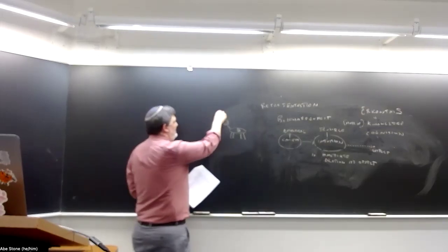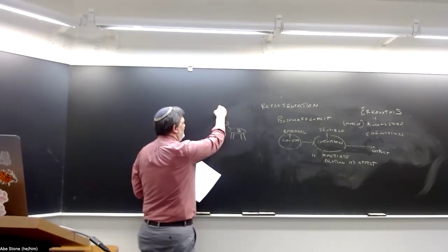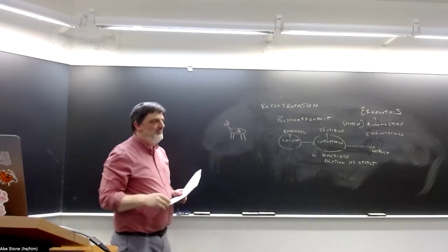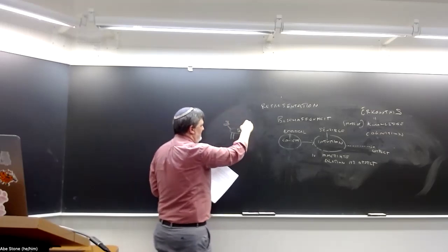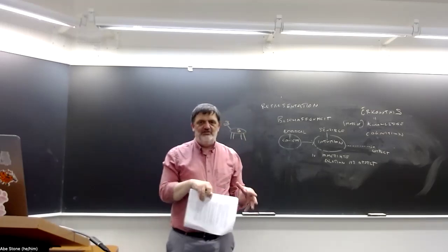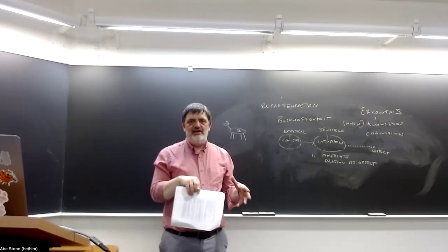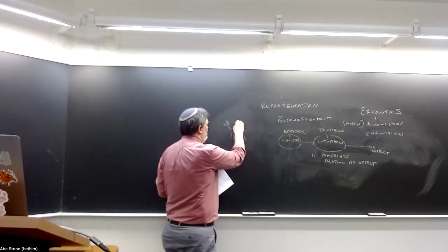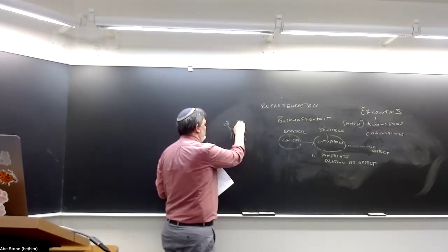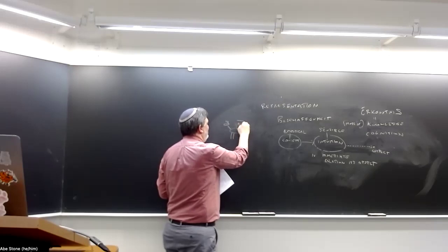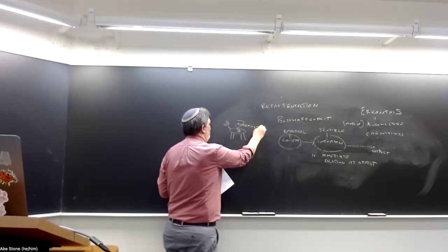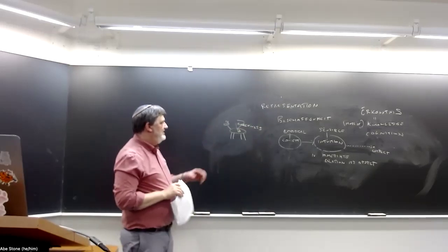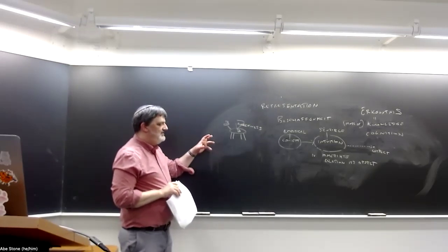It means cow head. So I can represent Bucephalus by a non-essential quality that he has. For example, his color, right? So Bucephalus was black. So I can represent Bucephalus as something black.